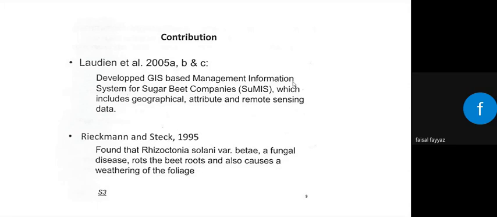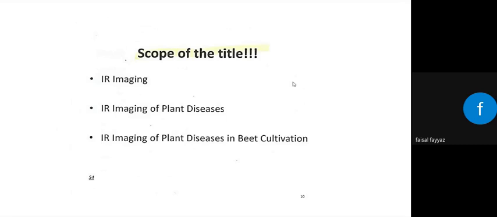If you are doing a new thing, if you are working very hard to do something better, in this way you can manage yourself. Scope of the title, again: IR imaging of plant disease, IR imaging of plant disease in beet cultivation. The first one is a very broad area, IR imaging. At the second level, I am talking only about plant diseases. After that, I am specifying beet cultivation. In this way, you can restrict your area, where you will work, and what kind of research you will do and for which thing.